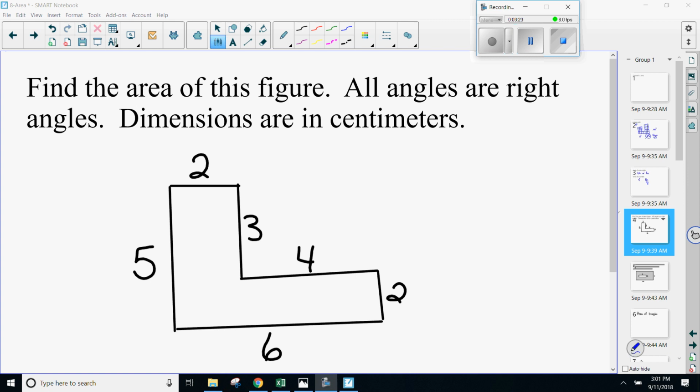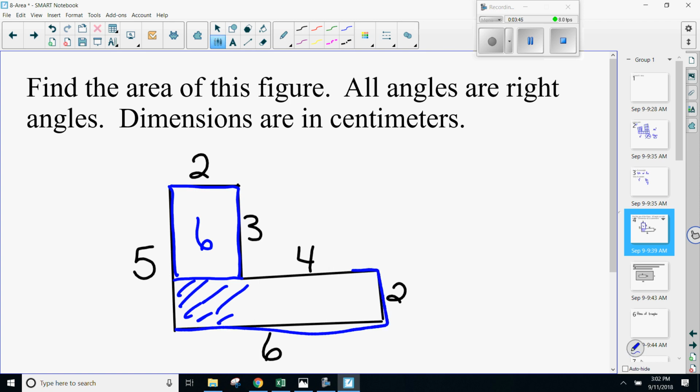18 square centimeters. As you look at it, how many of you did that? If you did that, what's the area of this top rectangle? That would have an area of 6. And then your bottom rectangle down here has dimensions of 6 by 2, which is 12. So all of this down here is 12. If you add them together, you get 18. There's one way you could solve it.